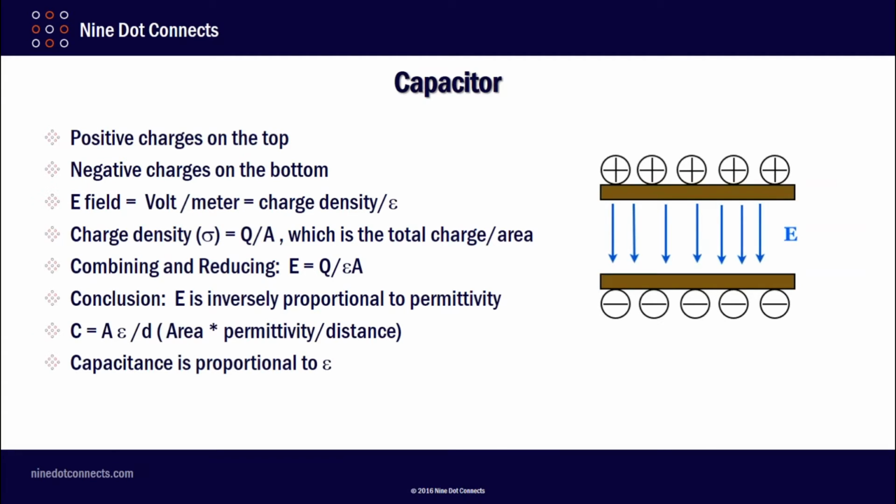For capacitance, you can see that generally speaking, it's related to the area times the permittivity divided by the distance. And so therefore the capacitance is proportional to the permittivity.